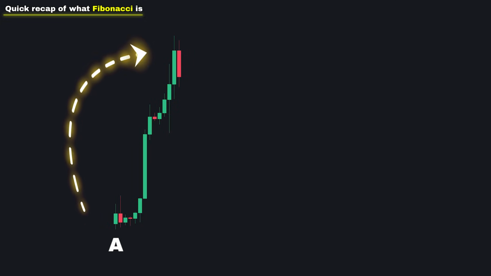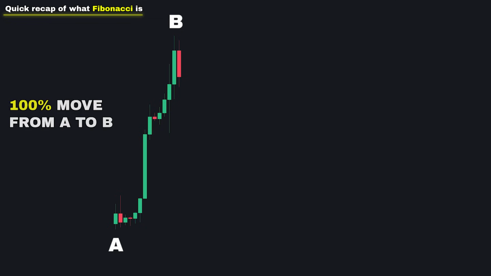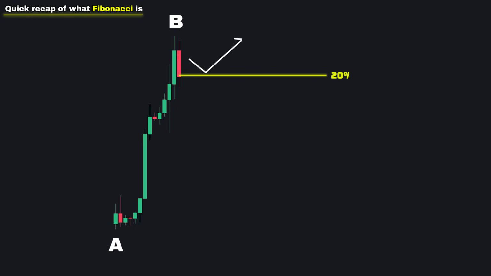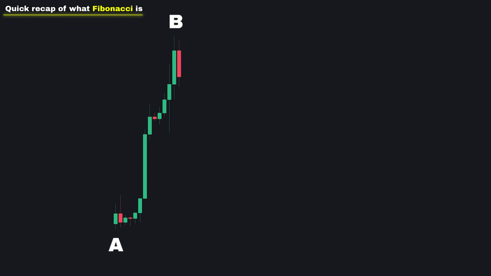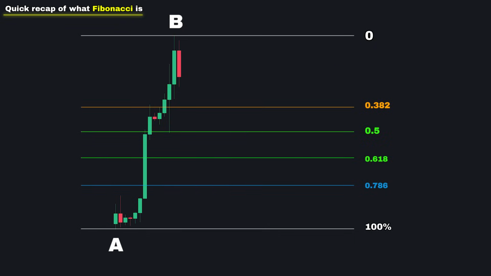Before we start, let's do a quick recap of what Fibonacci is. When price moves like this, let's say the move started at point A and ended at point B. This move becomes 100% between A and B. Now, when price starts a correction, it may retrace 20%, 30%, or even 80% of this move. To know where the correction may end, Fibonacci comes in to show the potential reversal points.